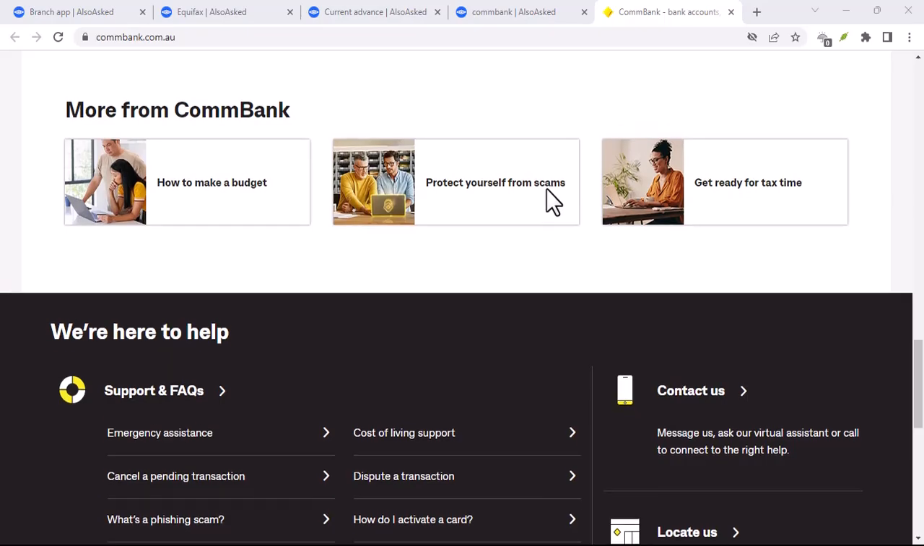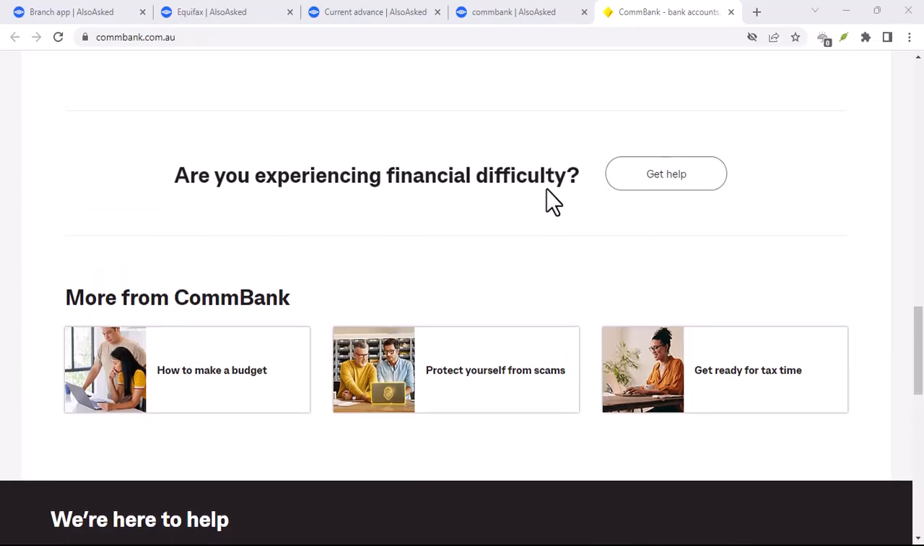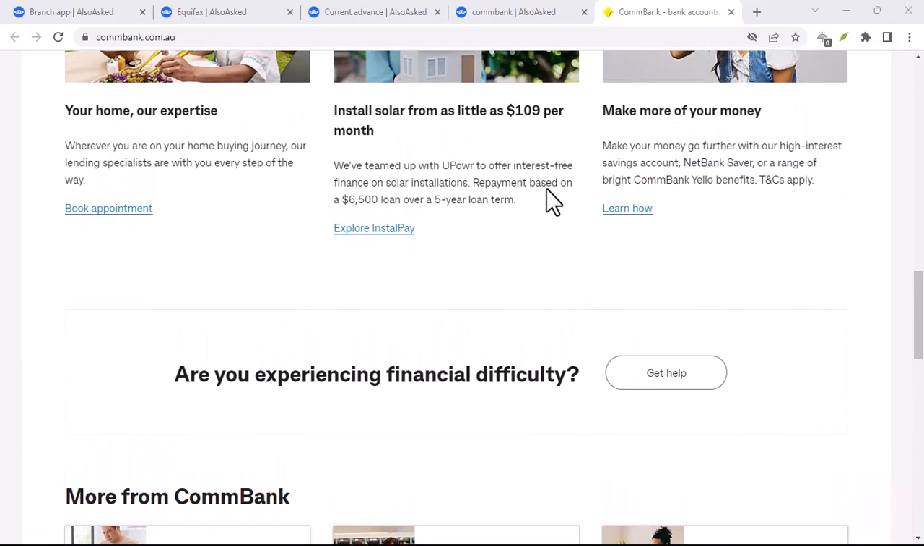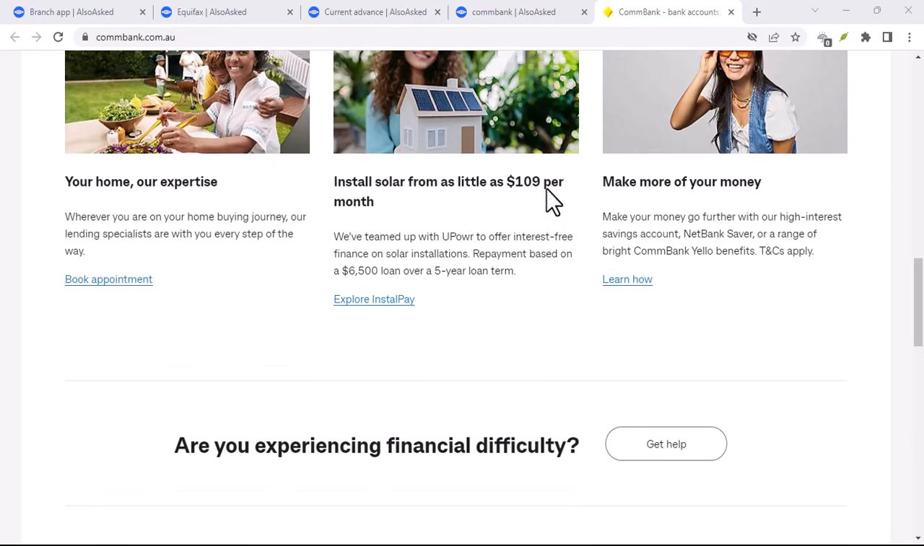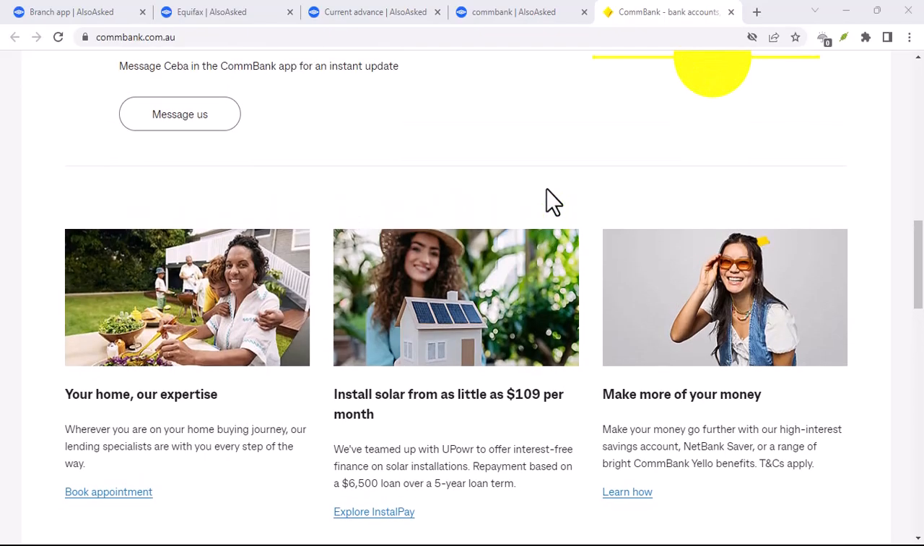In this video, we'll discuss the following topics. What is an overdraft? How do you get an overdraft with Commonwealth Bank? What are the different types of overdrafts available? What are the risks of using an overdraft? How to avoid overdraft fees?